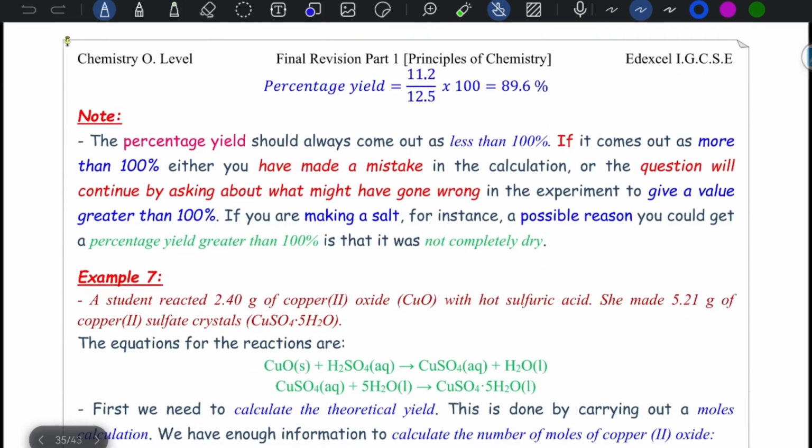This means the percentage yield should always come out less than 100. In an exam, it may come out more than 100. You may have made a mistake in calculation, or the question will continue. You will find that the question continues by asking you what might have gone wrong in the experiment to give a value greater than 100. If you are making a salt, a possible reason for a percentage yield greater than 100 is that it was not completely dry, it contains water, and water increases its mass.